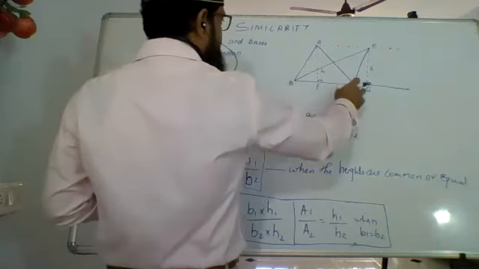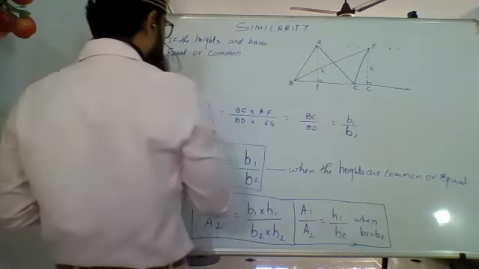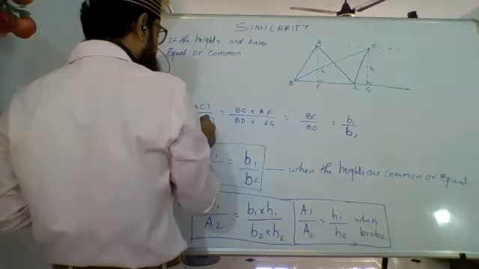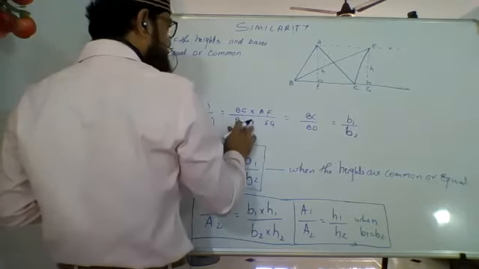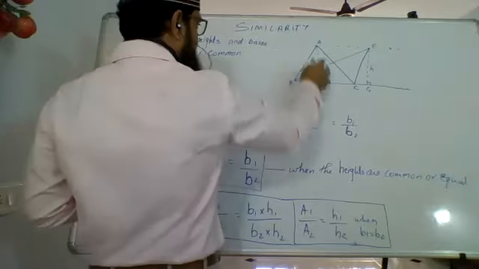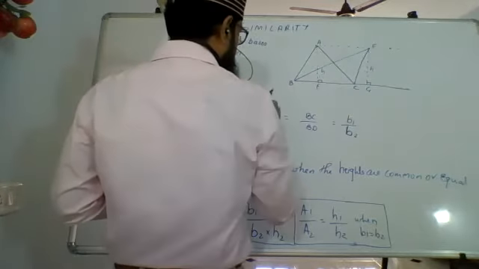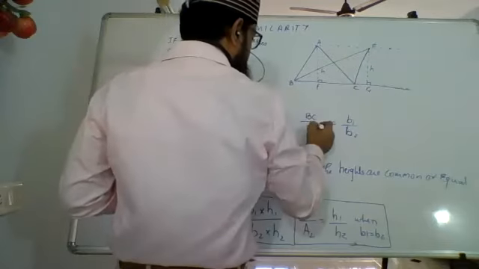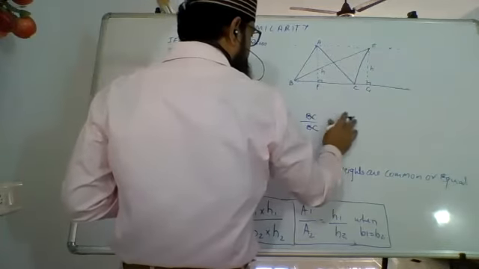A, B, C and E, B, C. So base is BC. Here also base is BC. Height is AF and EG. Both are common, AF, EG. And BC and BC is also common.